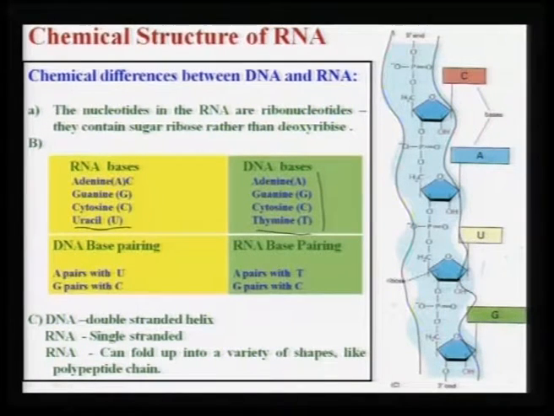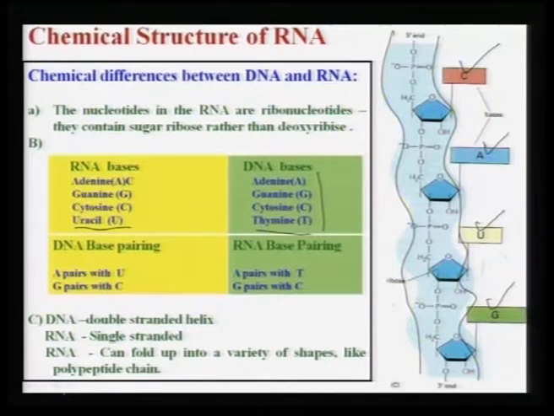As you can see, the RNA structure is typically made of a single strand, not a double strand as you have seen for DNA. And here you have the cytosine, the adenine, the uracil, and the guanine. These are the 4 bases, and these bases also can be in a particular order.